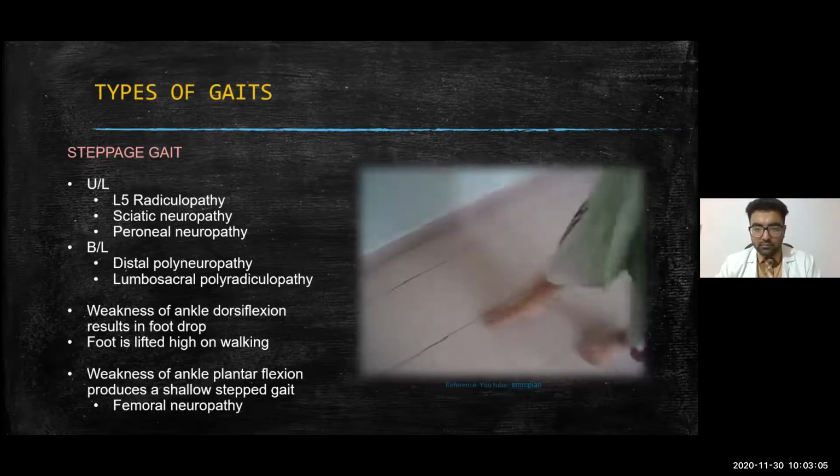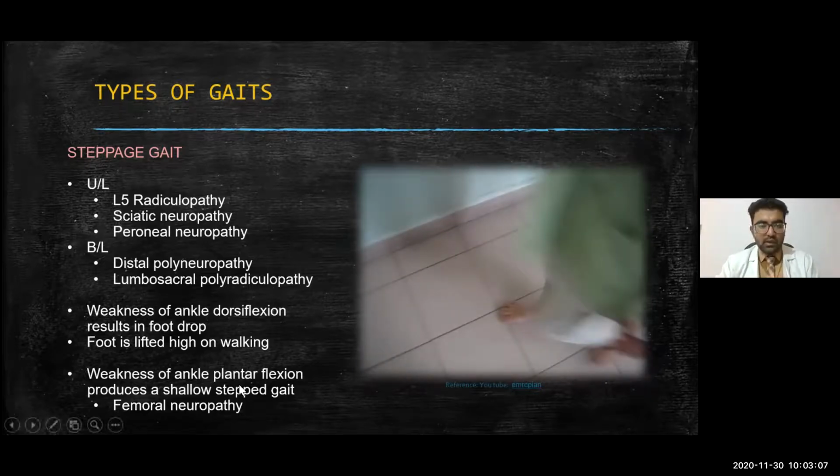In another words, on the other side, if there is a weakness of ankle plantar flexion, then the foot will remain somewhat dorsiflexed. That produces the shallow stepped gait, which is commonly found in femoral neuropathy, because the femoral nerve ultimately supplies all the muscles that are required for the plantar flexion of the ankle or foot.